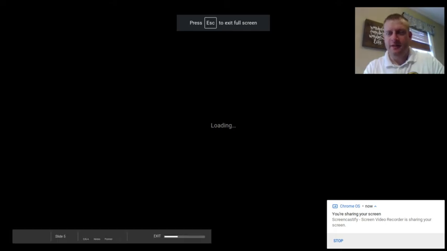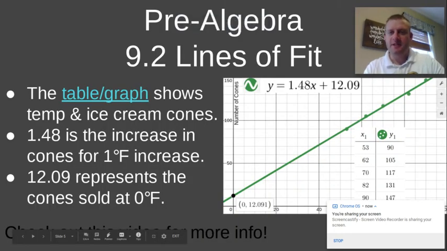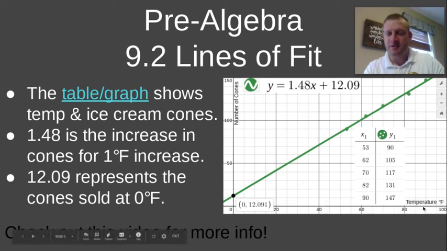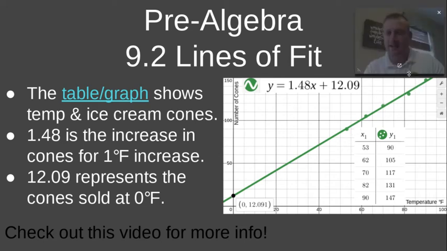So this video is also going to be about 9.2 lines of fit. This particular graph shows the relationship between the temperature in degrees Fahrenheit and the number of ice cream cones that would be sold. And while linear models sometimes can be really, really helpful, especially up here where the actual 5 points of data comes from, the table points that are plotted here, sometimes it'll be a little bit inaccurate.